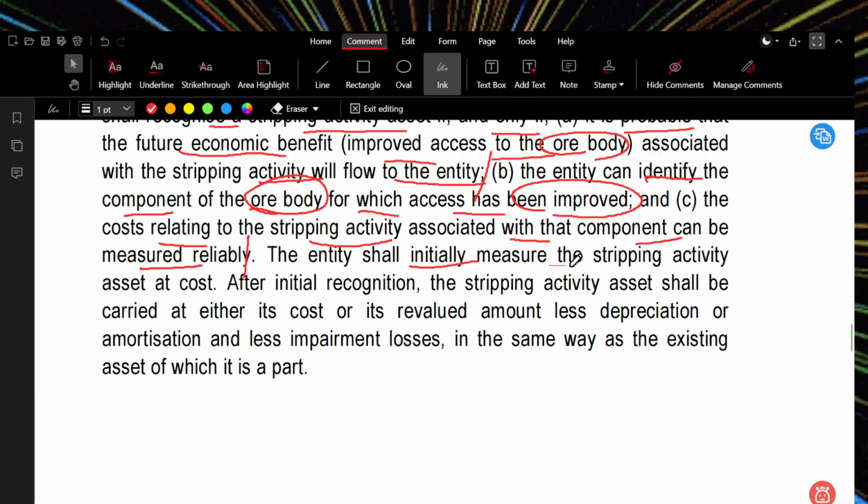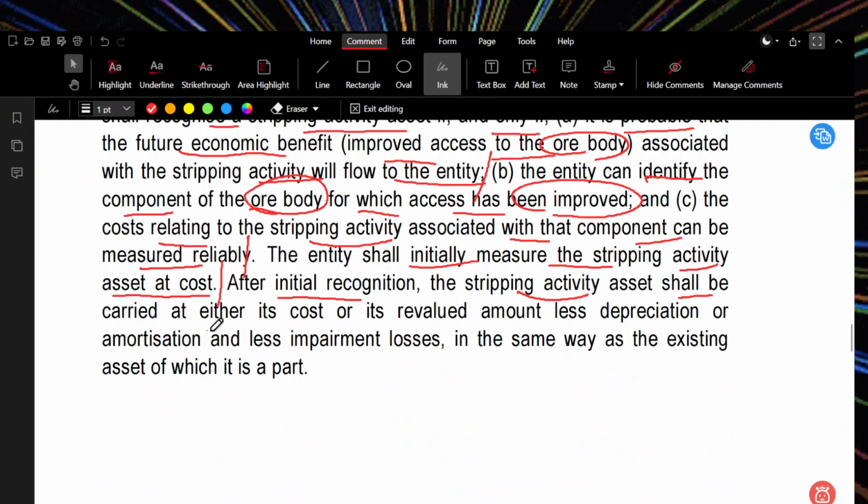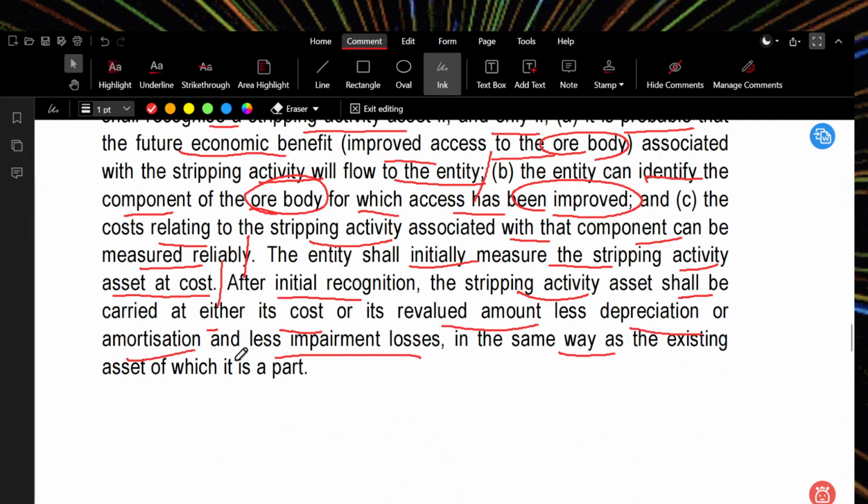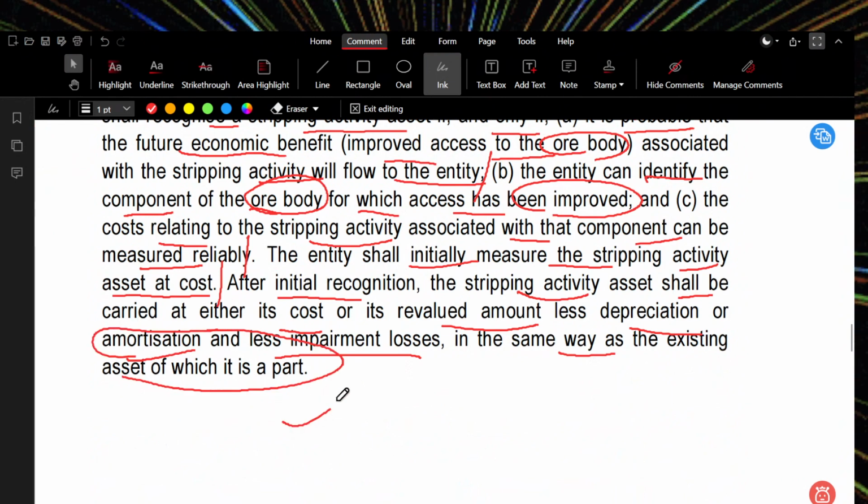The entity shall initially measure the stripping activity asset at cost, and after initial recognition, the stripping activity asset shall be carried at either cost or revalued amount, less depreciation or amortization and less impairment losses, in the way of the existing asset of which it is a part. So this is all considered regarding Ind AS 16, property, plant and equipment.